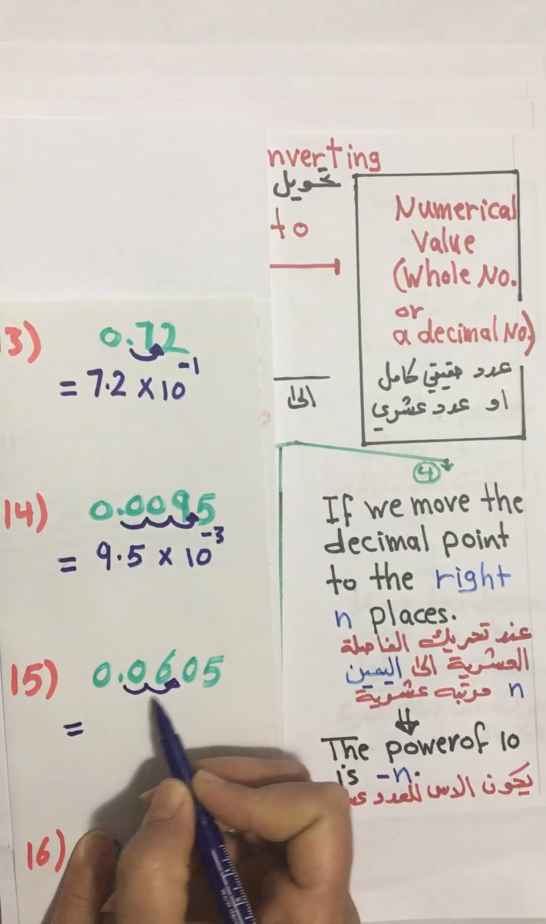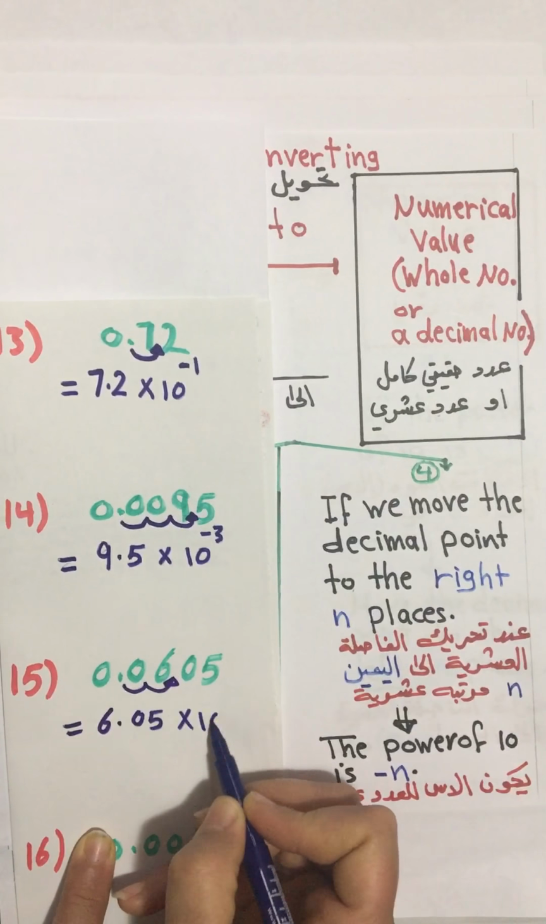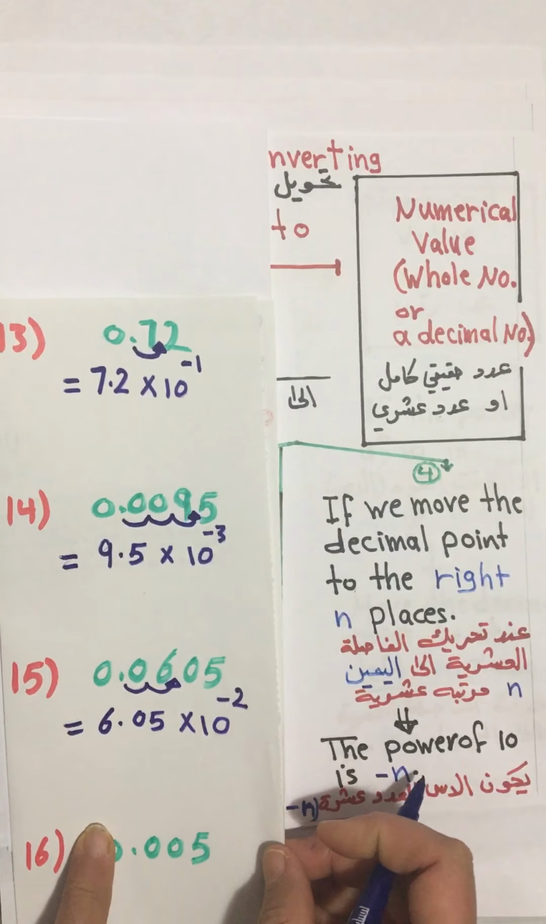So the answer is 6.05 times 10 to the power 1, 2. So this will be negative 2.